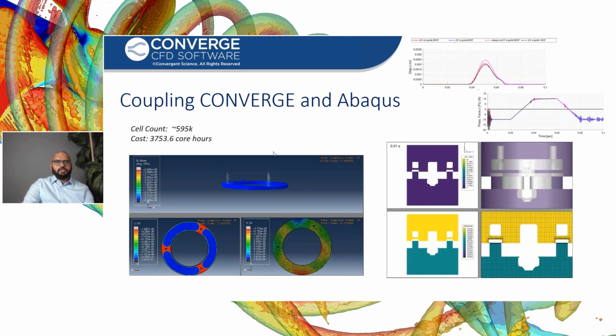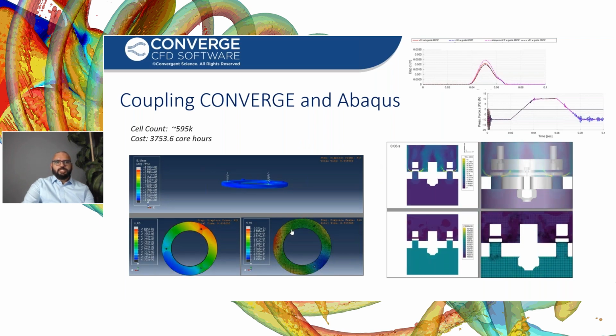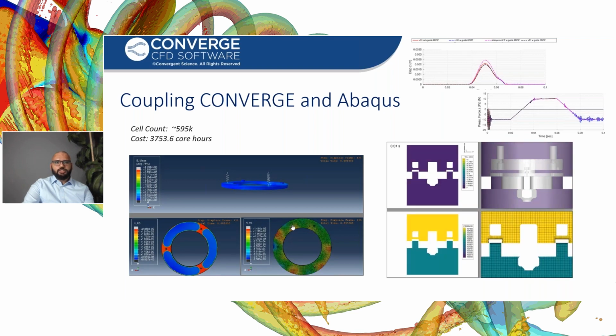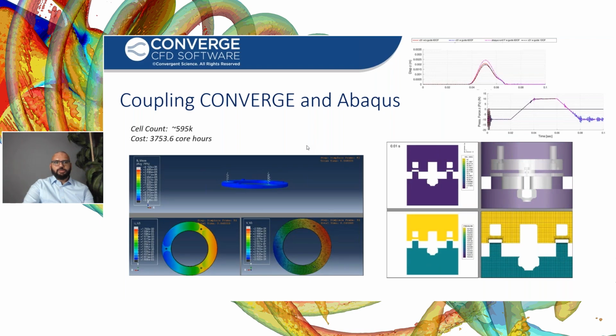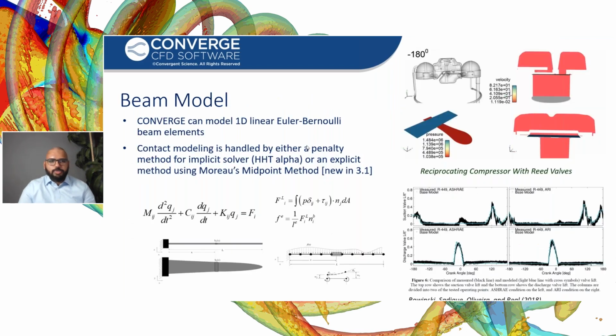In this case, there isn't much to see from a deformation perspective. It's mostly rigid, but we will see cases later where the deformation is more substantial. So talking about deforming objects, CONVERGE does have models to handle similar deformations within itself. For example, we have this beam model where you can model a boundary using 1D linear Euler-Bernoulli beam elements. This has a lot of applications, for example, reed valves.